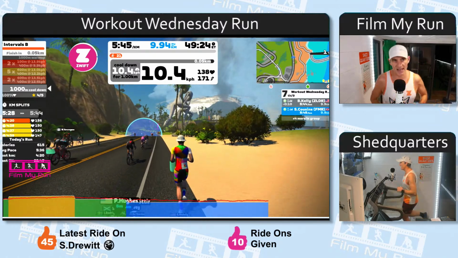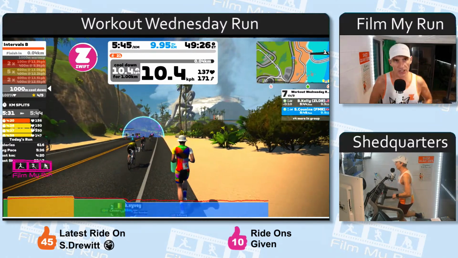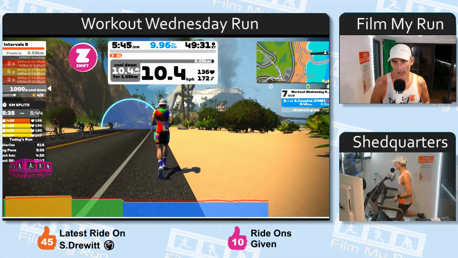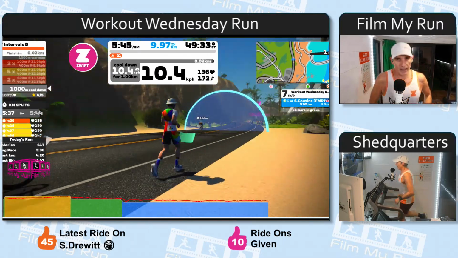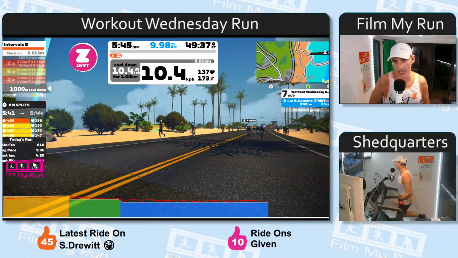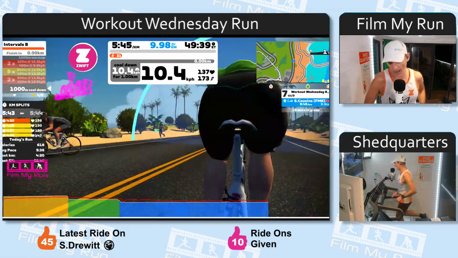And here we are, coming to the end now. 10k done. Well done, everyone. Good work. Good workout. And that's us done for Wednesday, and we'll be back tomorrow for the Film My Run 500 and bag that badge.